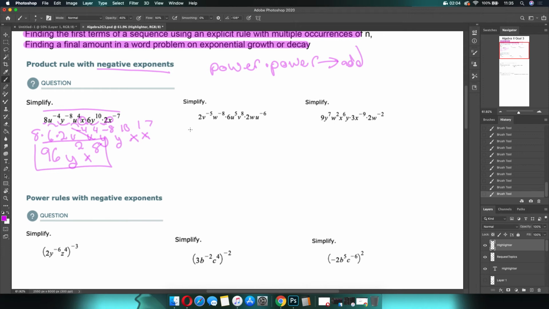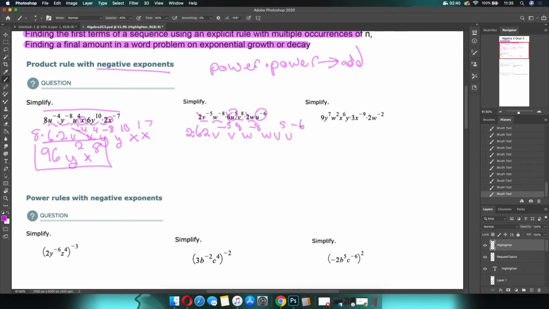So let's see here. What are our numbers? We have 2, we have 6, and we have 2. 2 times 6 times 2, okay? Then we have v to the negative 5th and v to the 8th, all right? Then we have w to the negative 8 and w. Then we have u and u, so it will be u to the 5th and u to the negative 6. So again, organization, that's a lot easier.